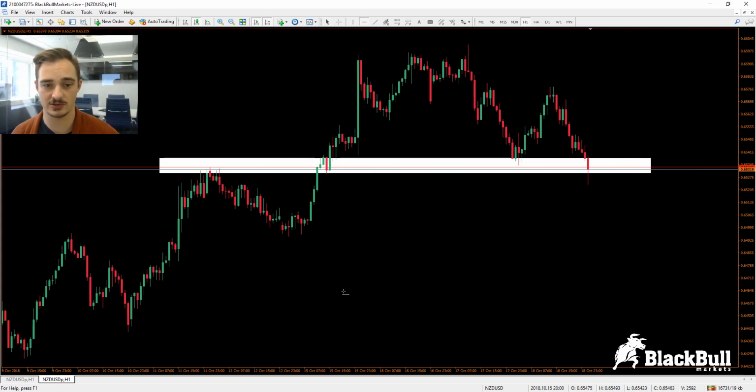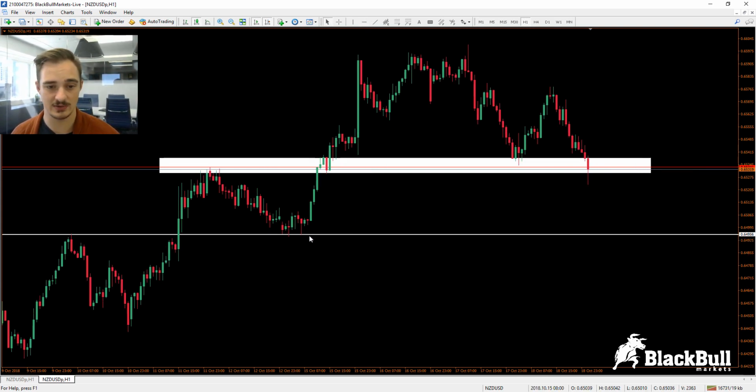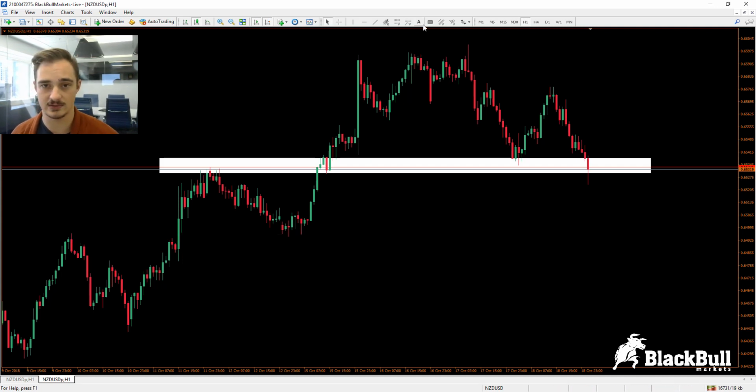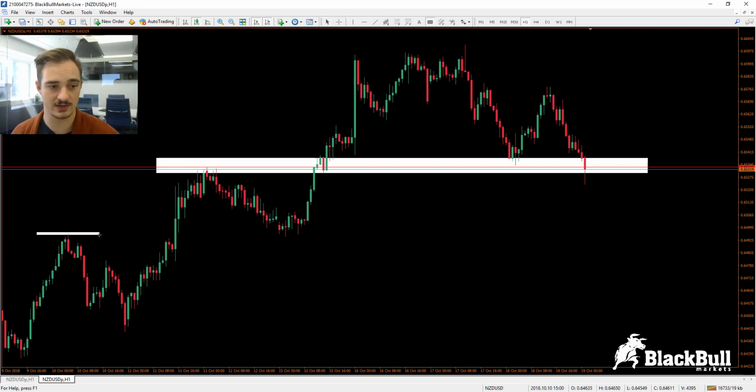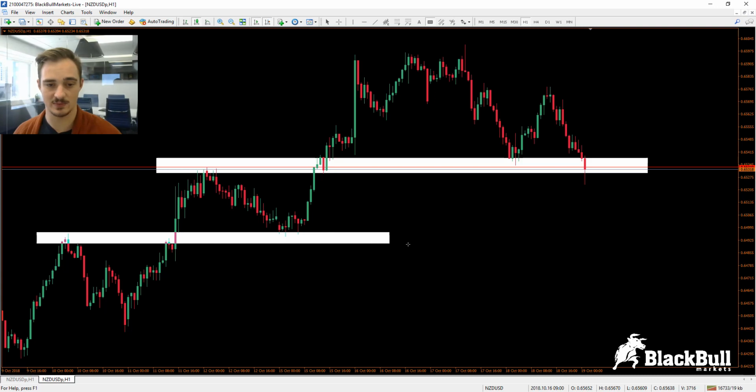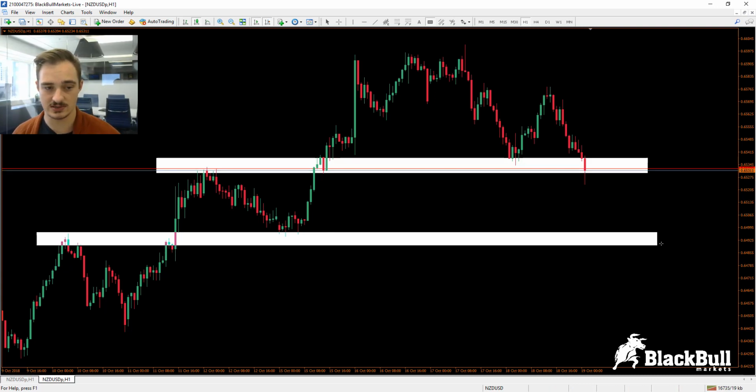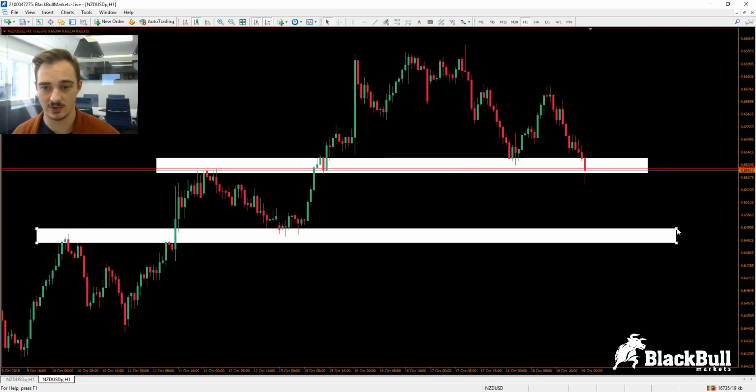Obviously, if you're looking to go to the downside, do keep in mind that we do have very strong areas of support here that have offered previous resistance and previous support. So this is a very strong potential support if the price does move down to this area.